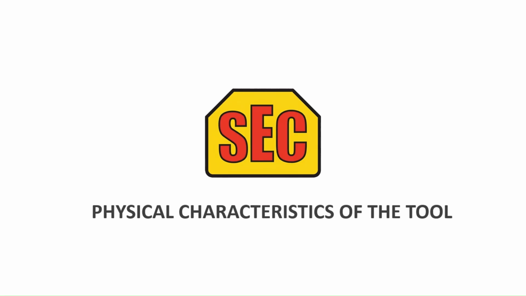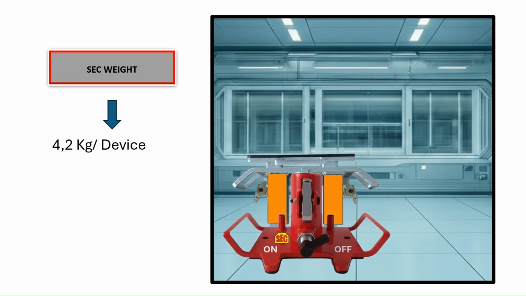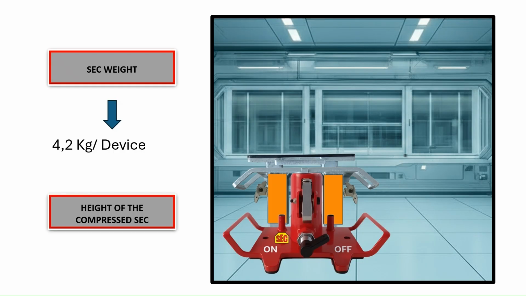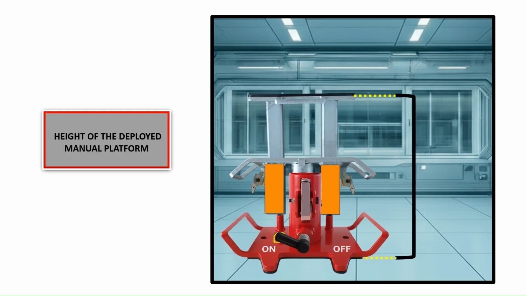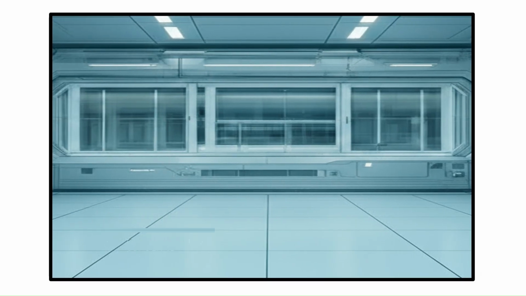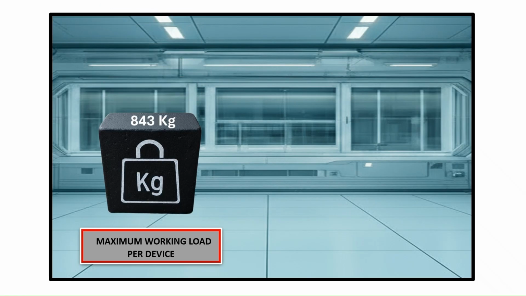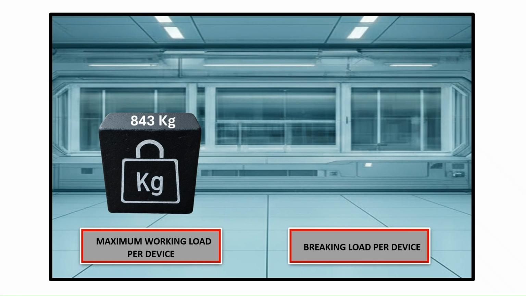Physical characteristics of the SEC stabilizer. Compressed height, 135 millimeters. Each device weighs 4.2 kilograms. Height with manual platform deployed, 220 millimeters. Total height with manual and automatic platforms deployed, 285 millimeters. Maximum working load per device, 843 kilograms. Braking load occurs at 100 kilograms.